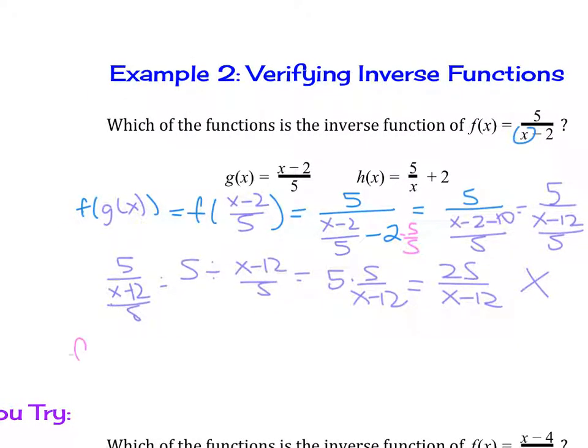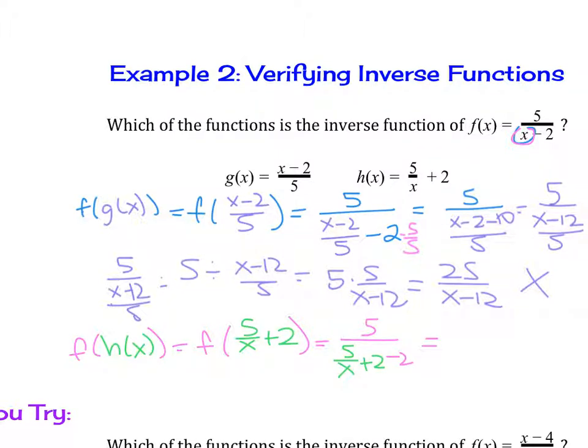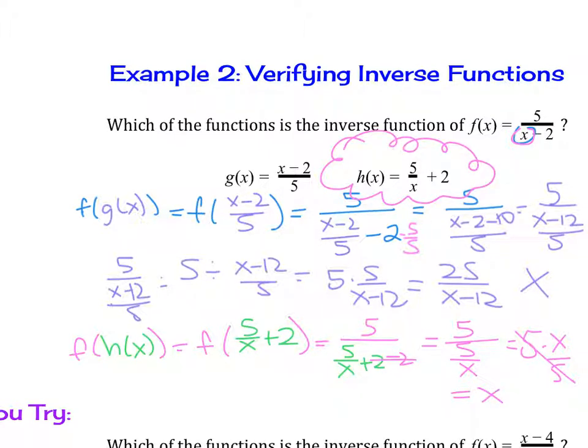So let's go ahead and try f of h of x. See if that works. So f of our h of x, where h of x is x plus 2 over 5. We plug that in where the x value is. So we have 5 over (x plus 2 over 5) minus 2. The minus 2 goes away, so we have 5 over x over 5, and then again you multiply by the reciprocal. So therefore this is x. So this is the function that is inverse to 5 over x minus 2.